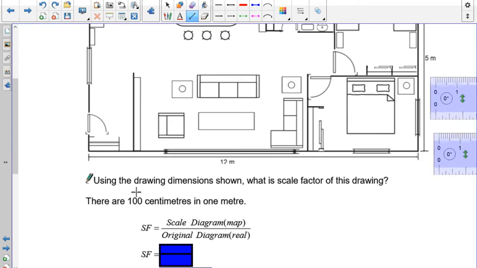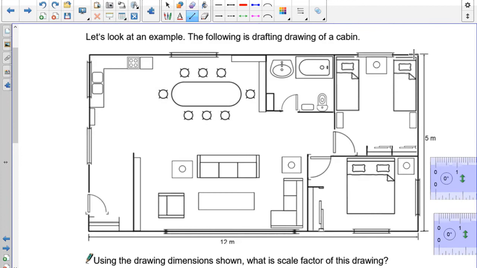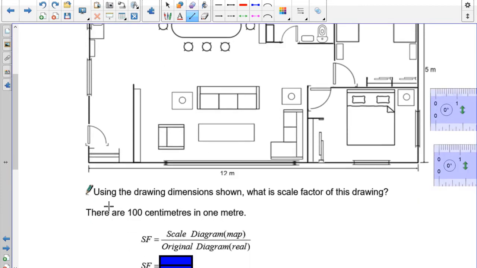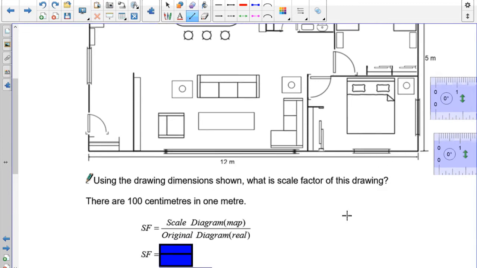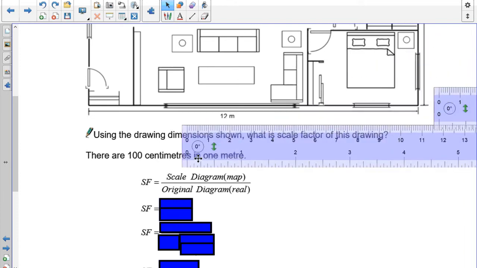So, using the drawing dimensions shown, from this wall to that wall is 12 meters, and from this wall to that wall is 5 meters. I want you to find out what the scale factor is. We know this is supposed to be 12 meters. How long is this on the diagram? Well, get your big ruler out. Here's my big ruler.